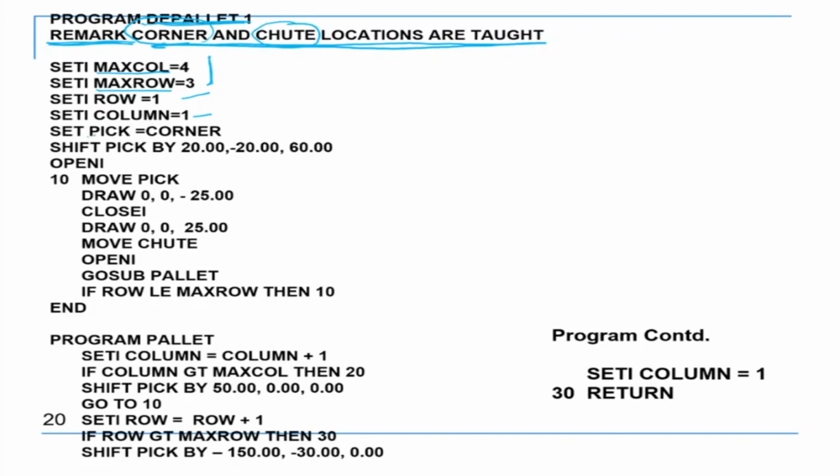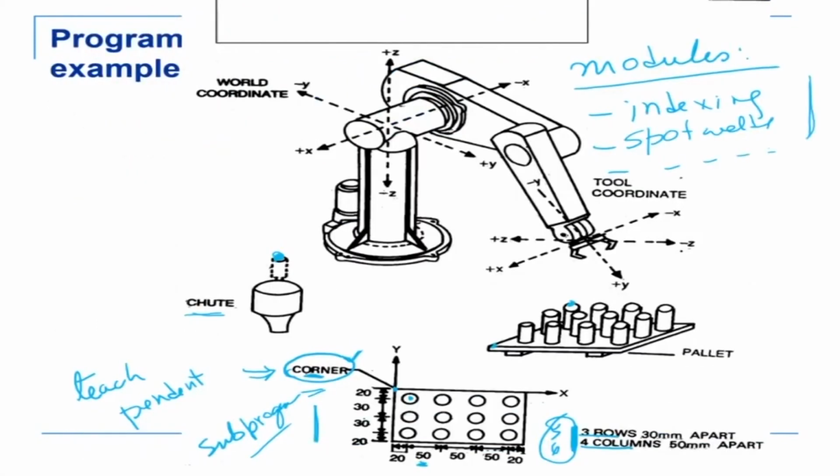Then it sets pick. This word set is similar to assigning a variable name. So pick corner: we are assigning the variable name pick to the coordinates of the point corner. Corner is already taught, which is given here. So the variable name is pick, and I'm making it equal to the coordinates of the corner, which are already taught from here. Then I shift pick by 20, minus 20, 60.